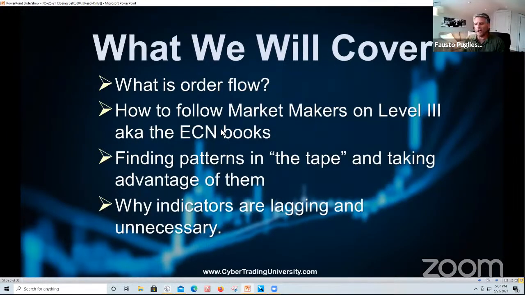So we're going to cover order flow. We're going to talk about market makers. We're going to talk about level 3, level 4. We're going to talk about the ECN book and how to find tape reading. We're also going to talk about why indicators are laggers and are really not necessary for a day trade. Now, like Jeff Gibby talked about, regarding a swing trade, more of an investment, but I'm more of a day trader. I do some swing trades, but when you have something that moves over the course of the day, that's really what we're looking for.